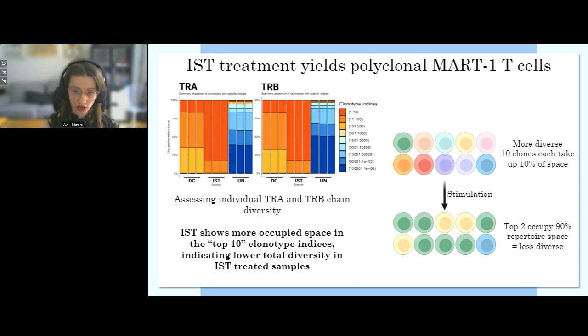Specifically, the dark red here in IST is taking up more than 25% of the total repertoire space. So that means in these cells, the top 10 clones are taking up a majority of that space. Versus in the dendritic cells, you can see the top 10 is taking up approximately 15%, and then the next 100 is taking up another 50%, et cetera. So overall, IST shows more occupied space in these top 10 clones, indicating that there's lower total diversity in the IST treated samples.